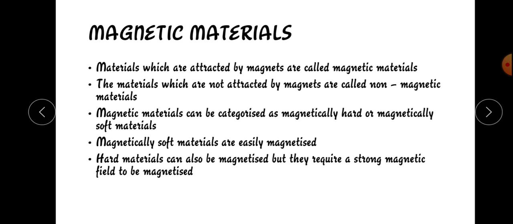Magnetically soft materials are easily magnetized. Magnetically hard materials can also be magnetized, but they require a strong magnetic field to be magnetized. But soft materials don't require a strong magnetic field to be magnetized.